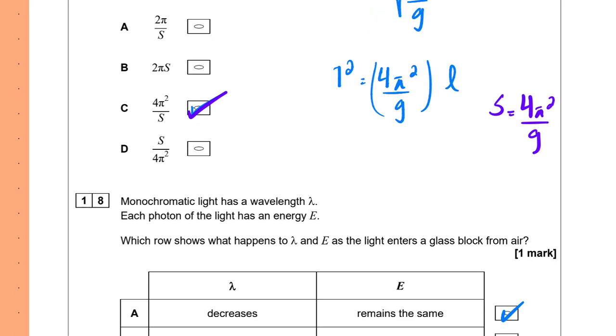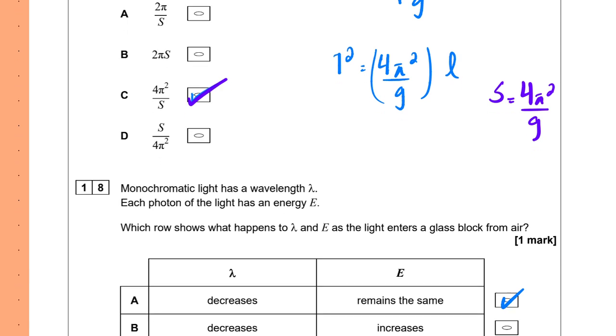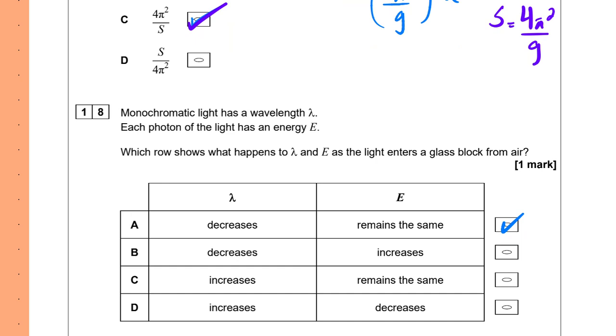18. Monochromatic light has a wavelength lambda. Each photon has energy E. Which row shows what happens to lambda and E? So when light enters a glass block, it slows down, so its wavelength decreases, but the frequency remains the same. So by the equation E equals hf, the energy also remains the same.